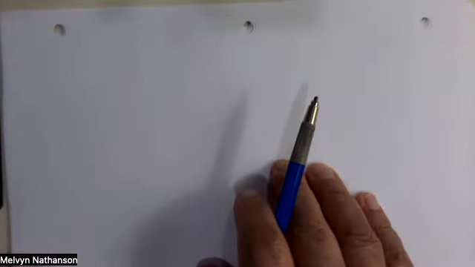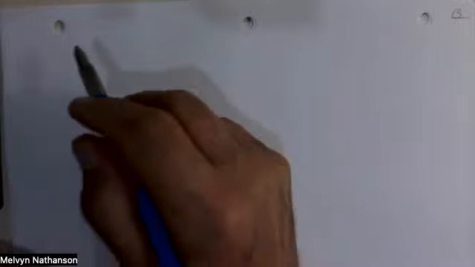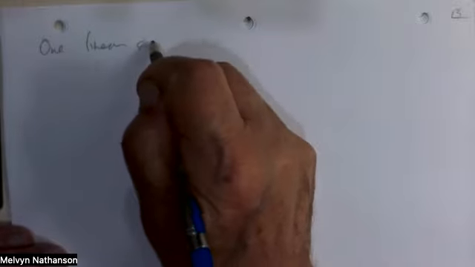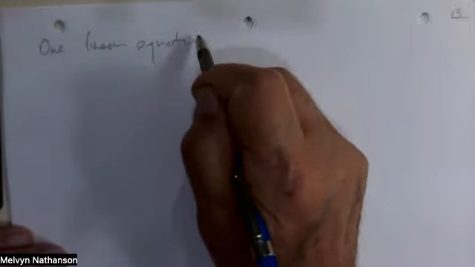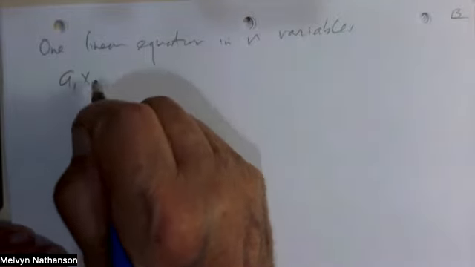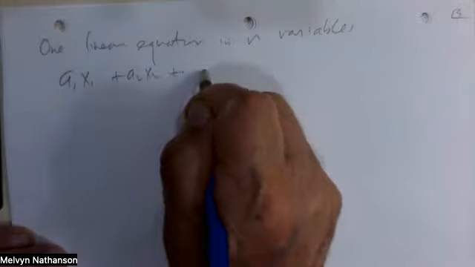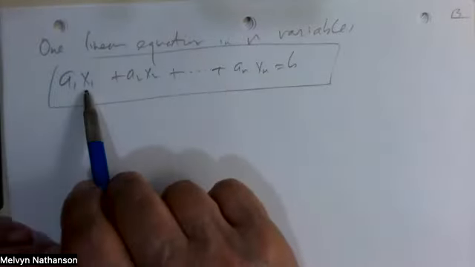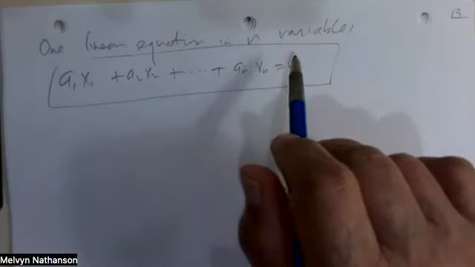Now, for us, vectors arose when we looked at linear equations. So one linear equation in n variables, it's an equation that looks like a1x1 plus a2x2 plus, and so on, plus anxn equals b. This is one linear equation. The variables are x1, x2 up to xn.